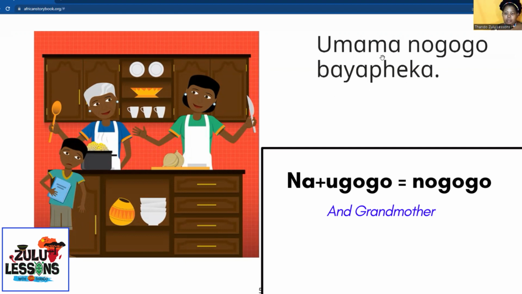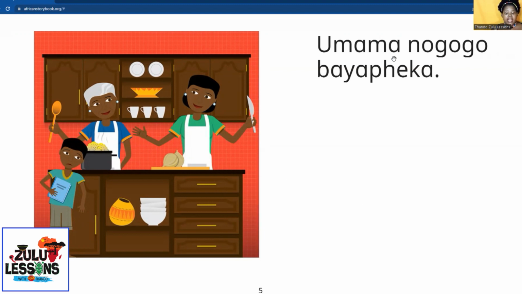Bayapheka. We are talking about two people. So if I was saying to you, Tom and Lindiwe, I'm talking about two people. So they are cooking. And so we wouldn't then use u here just because we've got umama and ugogo. We wouldn't use u here because we're not talking about a singular person. We're talking about two people. So we are saying they.